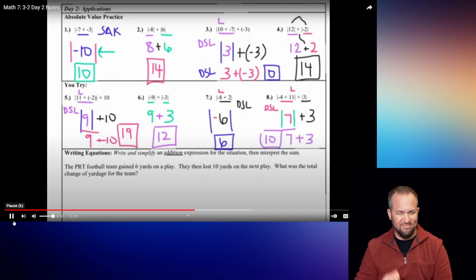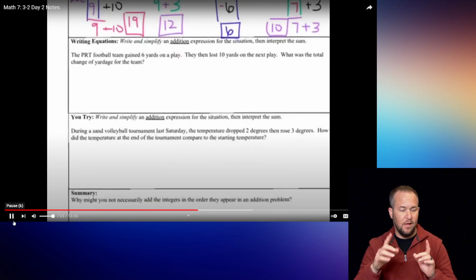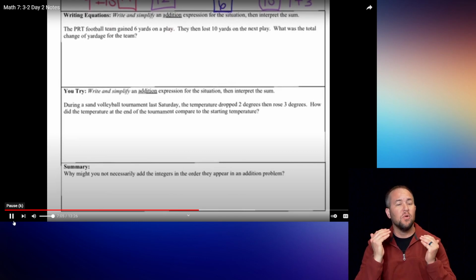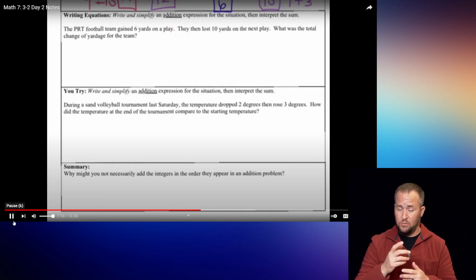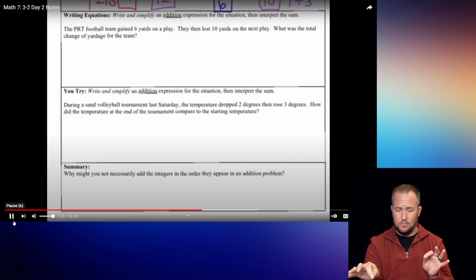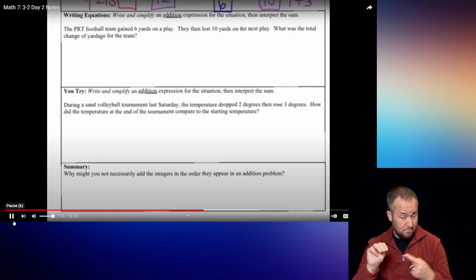All right, hopefully we feel pretty good with the absolute value practice. Now we've incorporated both absolute value and addition. We're going to move on to some word problems, everybody's favorite thing. So here we're going to write and simplify an addition expression for the situation. Then we're going to explain what the sum means. So remember, the word sum is the answer to an addition problem.